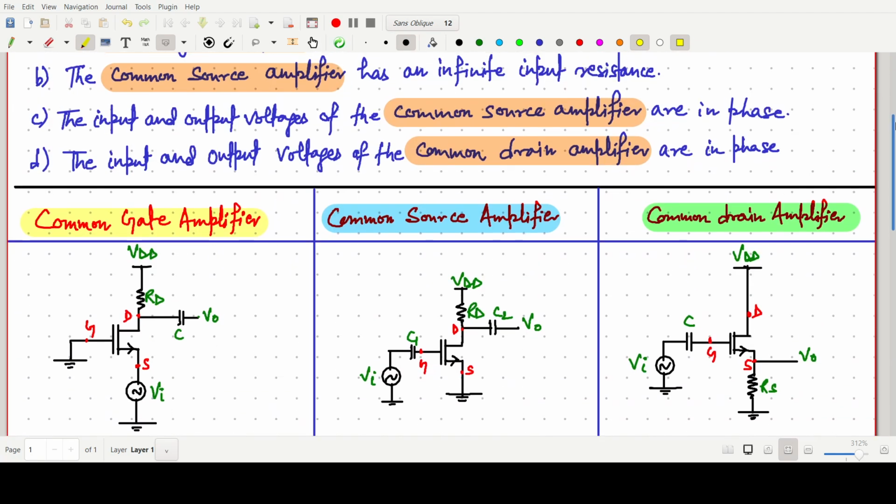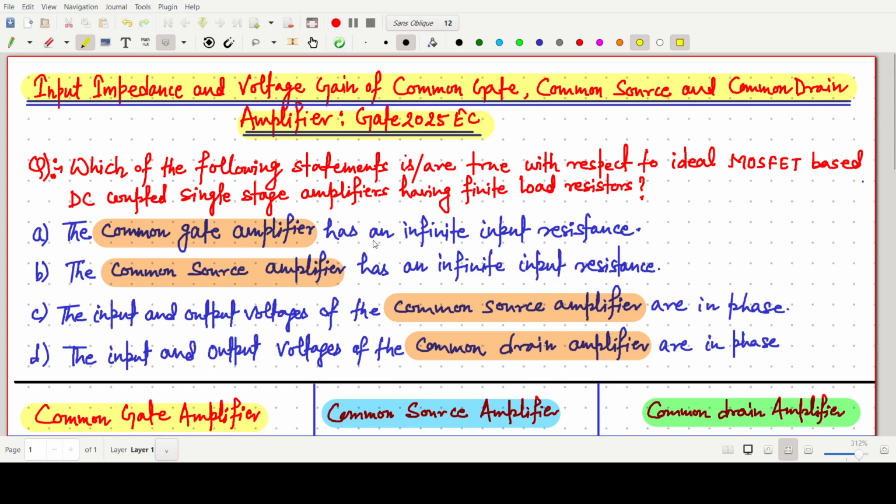Okay, so first we will go for the common gate. What is the common gate? The statement that a common gate amplifier has infinite input resistance is a wrong statement, because it has some finite input resistance, not infinite. So in a common gate amplifier it is finite, so this one is wrong.